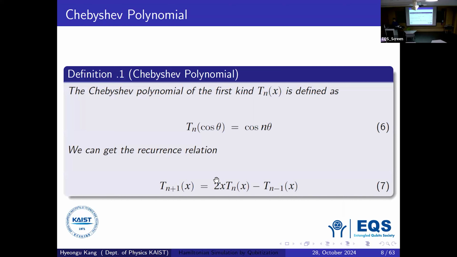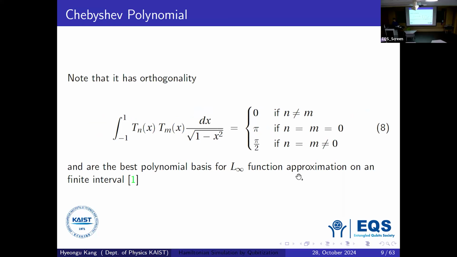Now a brief introduction to the Chebyshev polynomial. It is the expression of cosine n theta in terms of cosine theta. Why I'm telling this is that we use it later. We can easily get the recurrence relation, and also its orthogonality. It is the best polynomial basis for the L infinity function approximation on a finite interval. You can go to this reference for further details.